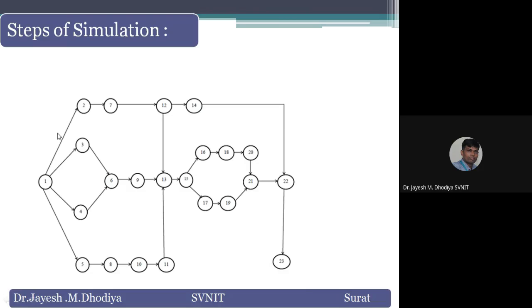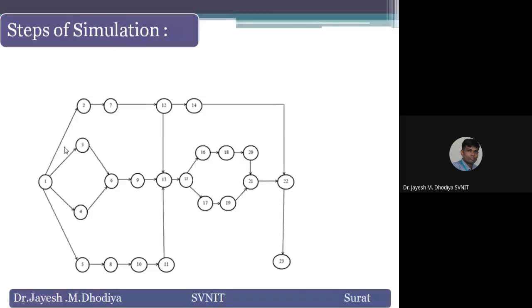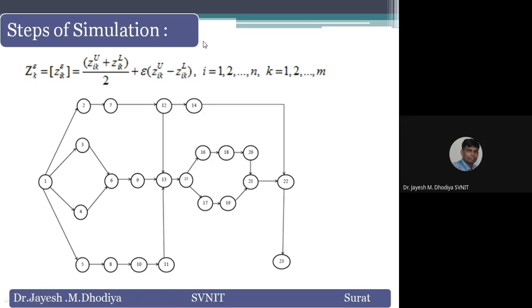The same thing you have to find for time, for risk, and for quality. Then you have to find the optimal path from 1 to 23. If it is an interval number, it is necessary for me to convert it into a single number by taking some fixed transformation, so that the interval number can be converted into a fixed number. This is possible by this formula.